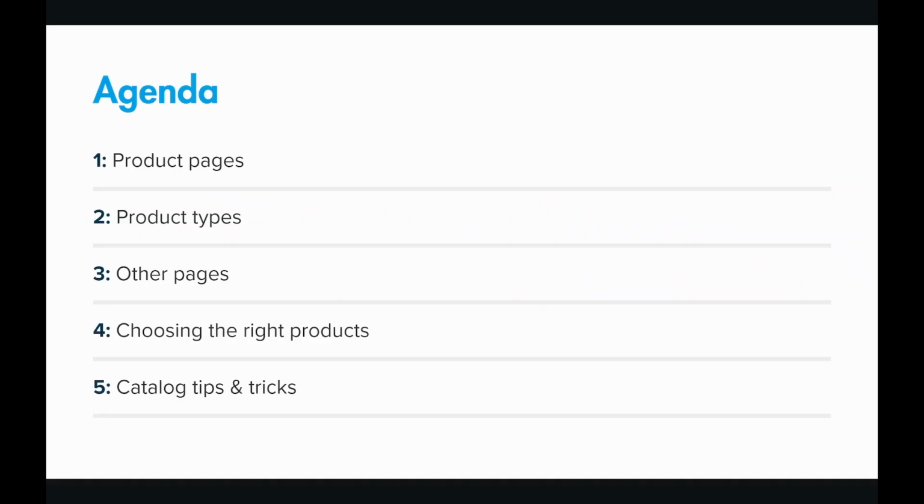In order to do that, I'm going to talk about the product pages. I'm going to highlight that important information and talk about how to read the graphs that are provided. I'll talk about the product types, which series are our go-to, which ones are for more niche purposes. I'll talk about other pages, which are products that we have that don't necessarily have their own dedicated product page. And then I'll go through an example of choosing the right product and how I use the catalog to make that choice. And then some catalog tips and tricks that should help make solving your application a little bit easier.